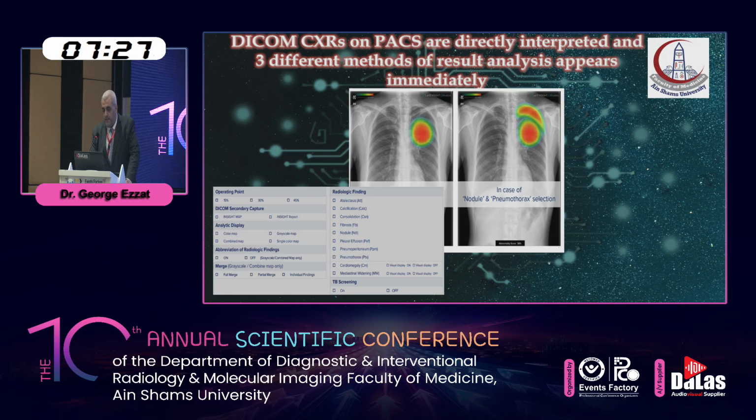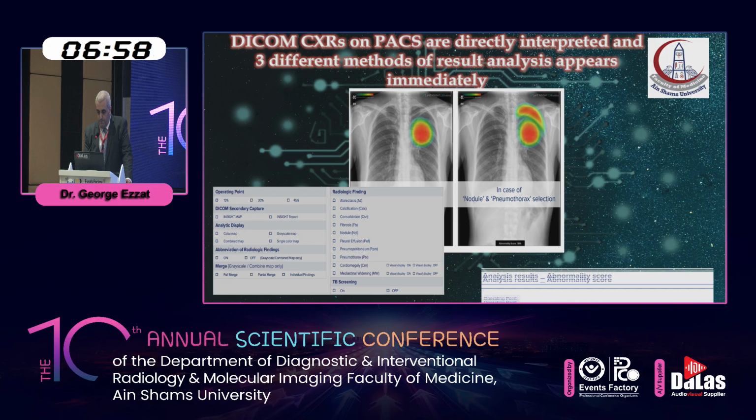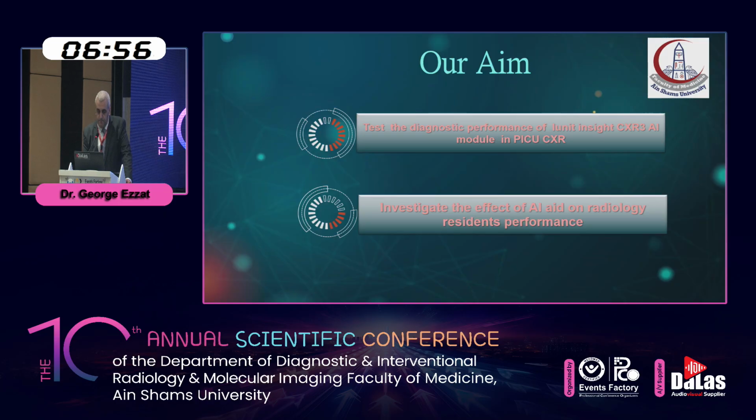This software actually produces three types of results. First, it produces a probability score or an abnormality score of the entire chest X-ray study, whether it's abnormal or normal. Then it produces a heat map for the abnormality, and the degree of color reflects the probability of the abnormality. And lastly, it produces a report with the different findings and the probability of each. We'll see examples of that later.